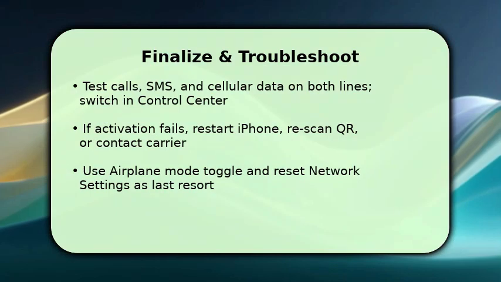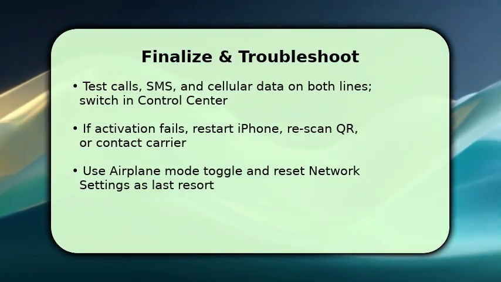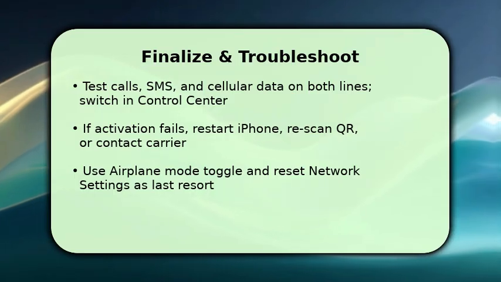You finish by testing both lines. Place a call, send a text, and use cellular data on each plan, switching lines via Control Center if needed.